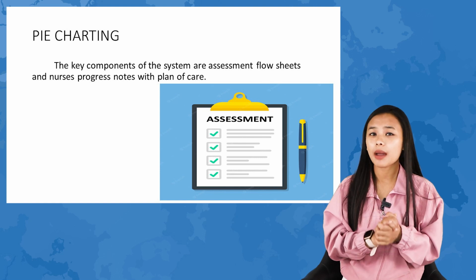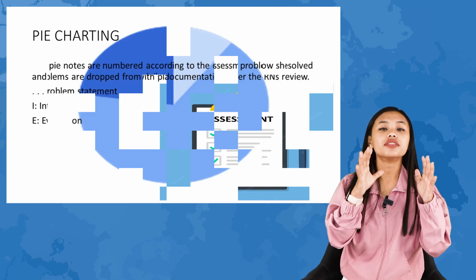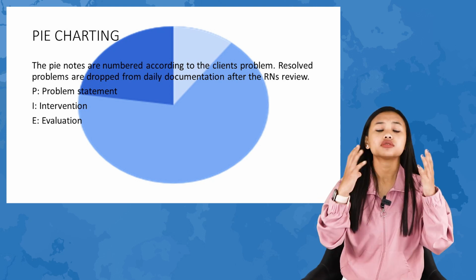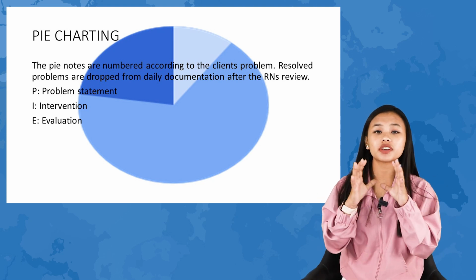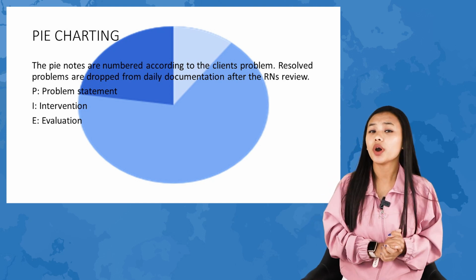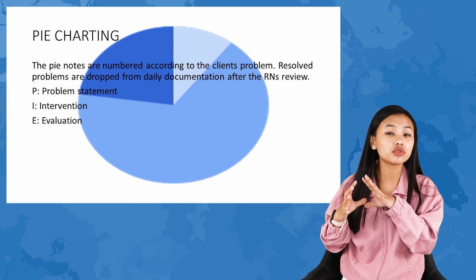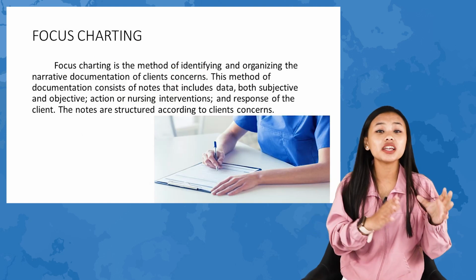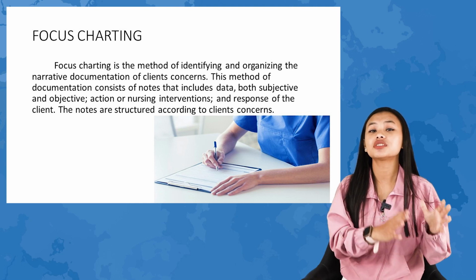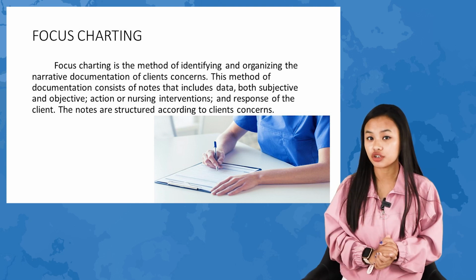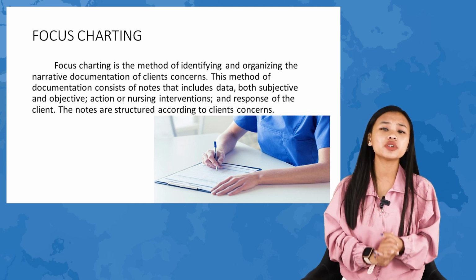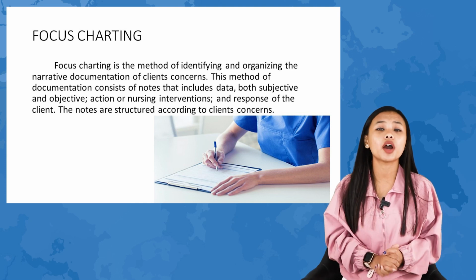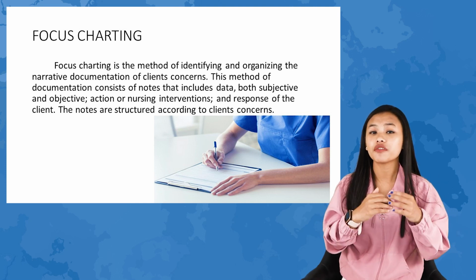So here, what happens in this PIE charting is that the PIE notes are numbered according to the problems of the client. Because these problems of the client will be numbered, all the problems which are already resolved will be dropped out from the daily documentation after the registered nurse has reviewed the condition of the client. So in simple words, PIE charting is a type of recording whereby we will be numbering the problems of the client accordingly.